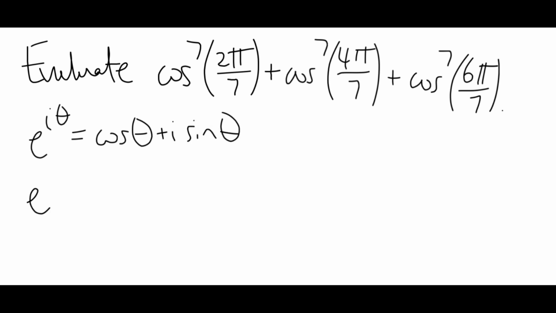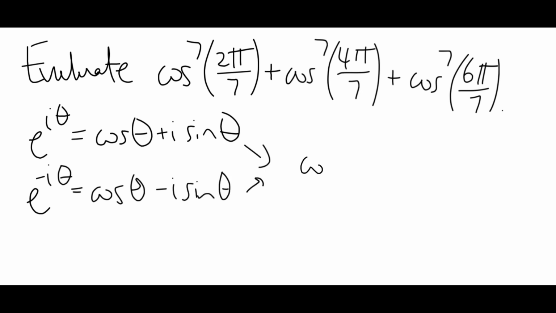So if we replace theta with minus theta, we get e to the minus i theta equals cosine theta minus i sine theta. We get cosine theta equals e to the i theta plus e to the minus i theta all over 2. Okay, and this ends up being the key to the whole problem.